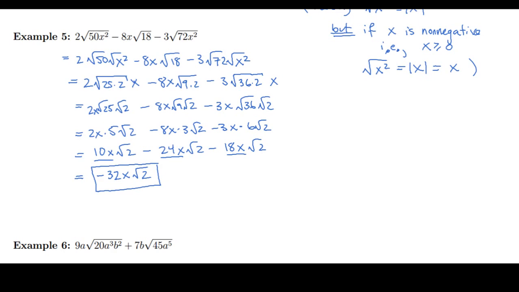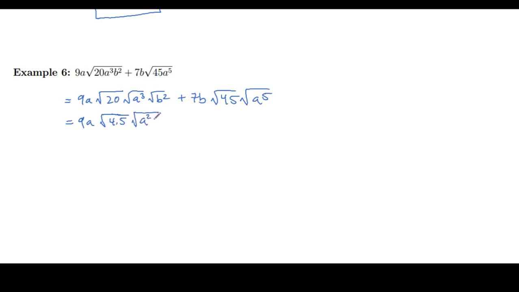Okay, now let's look at this example here. Okay, so what can we do? So 9a, and then we can break these up. Root 20, root a cubed, root b squared, plus 7b, root 45, root a to the 5th. Okay, so the odd ones, we're going to have to break those up so we have a perfect square. So this is 9a. Can we get a perfect square out of 20? Well, we could do 4, right? So 4 times 5. And then this, we could write that as a squared times a, and b squared will just give us a b when we take the square root.